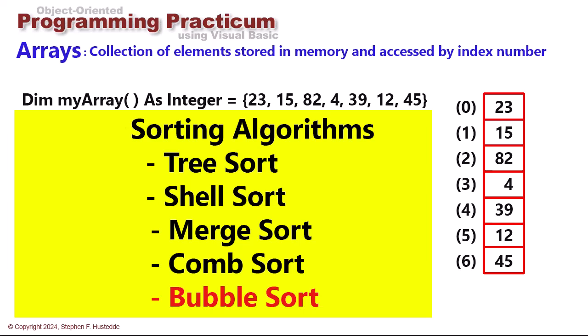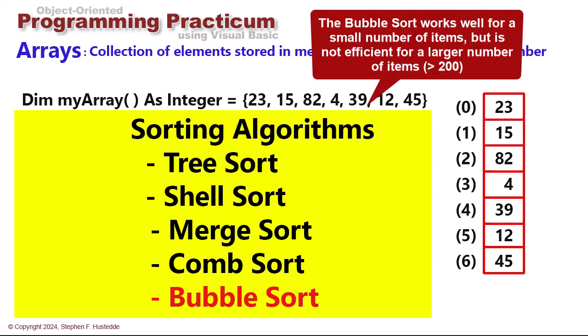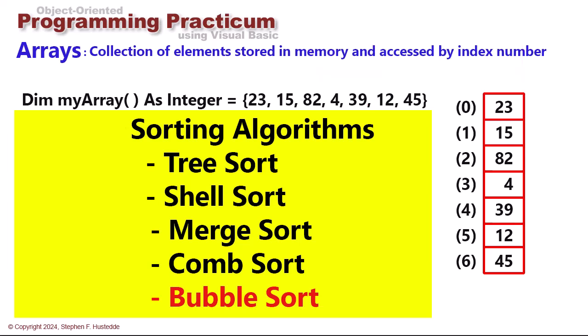So we have a tree sort algorithm, a shell sort, a merge sort, a comb sort, and a whole bunch of others. But perhaps the simplest one to understand and to demonstrate is the bubble sort. The bubble sort uses a system of comparisons and exchanging or swapping items. It's not the most efficient algorithm, but again, I think it's one of the easier ones to understand. So let's look at how a bubble sort algorithm works.